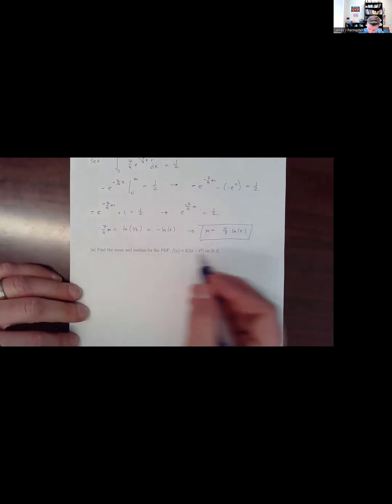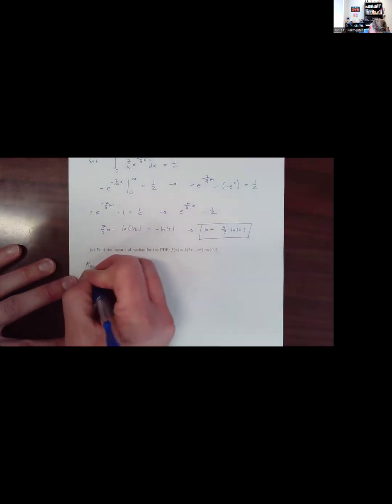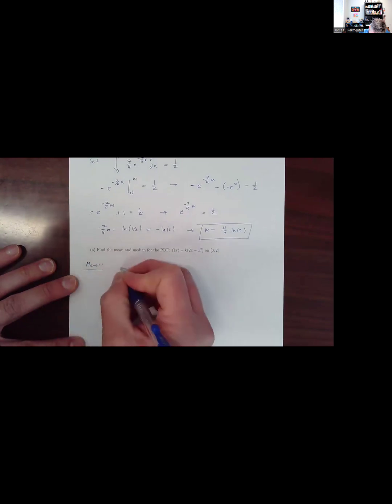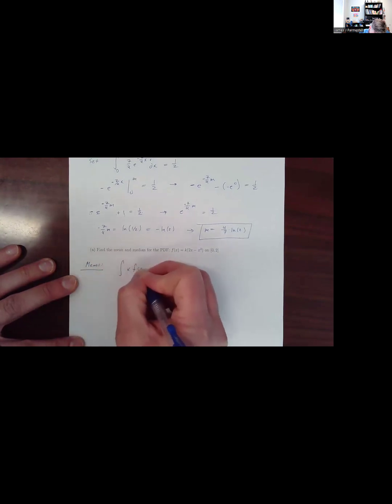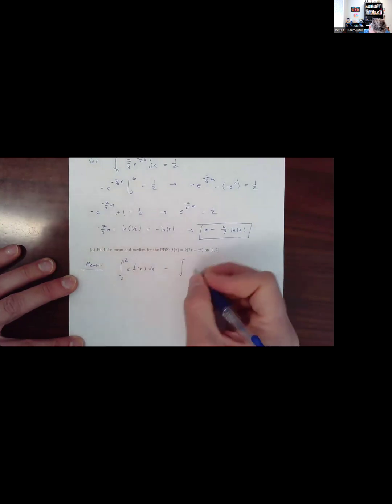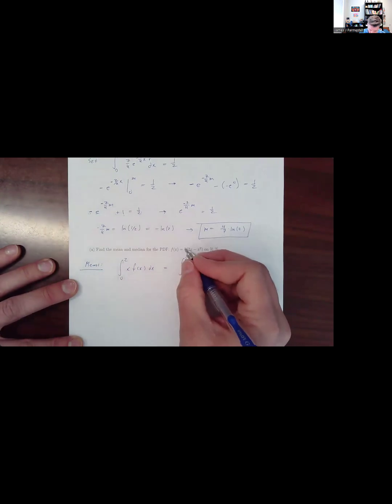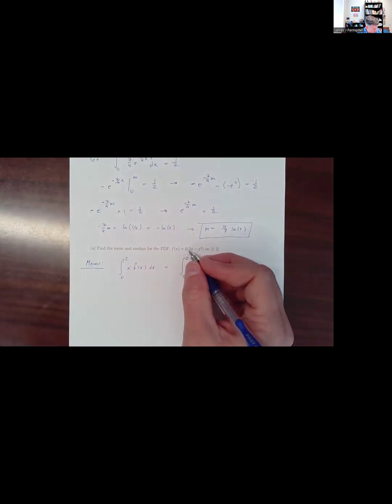Here we're being asked to find the mean and the median. So find the mean, it's the integral of x times f of x from 0 to 2. That's going to be the integral from 0 to 2 of, and we found k to be equal to, I believe it was 4/3 or 3/4.